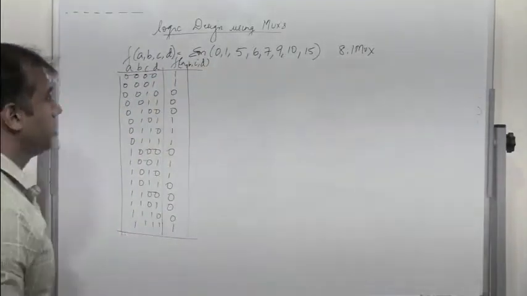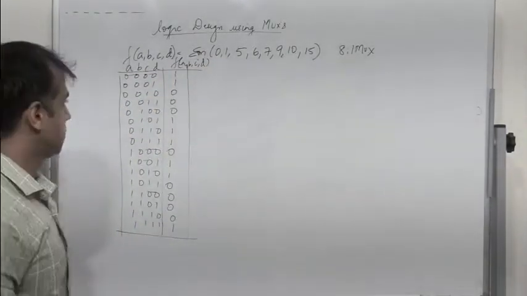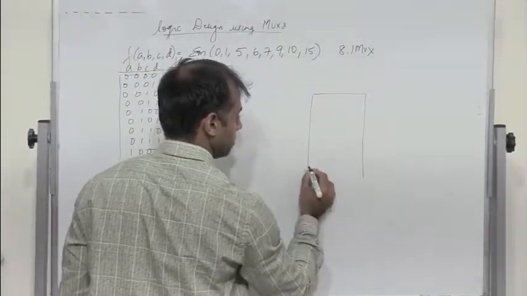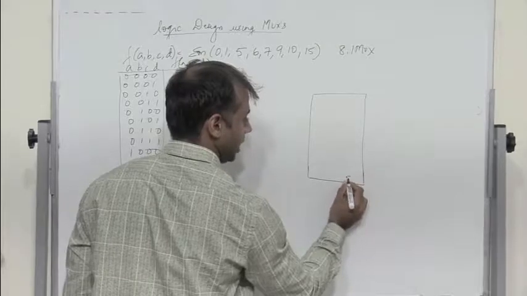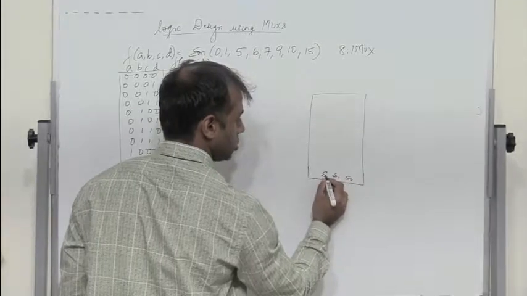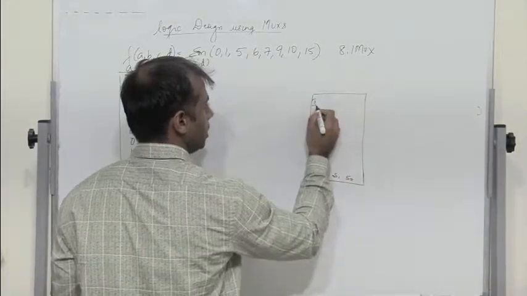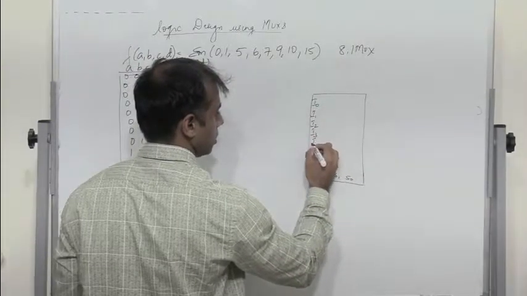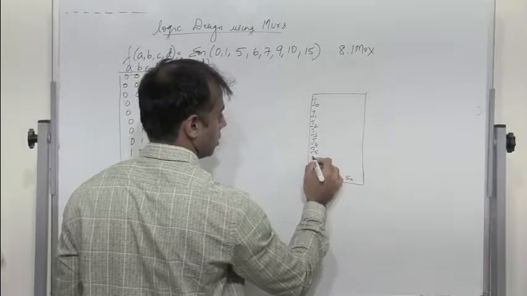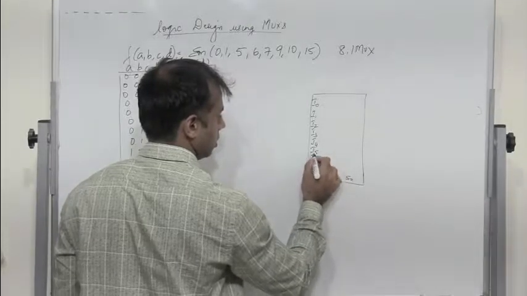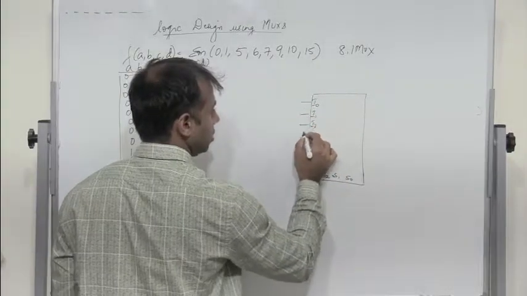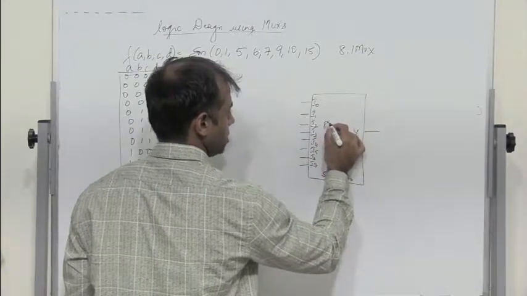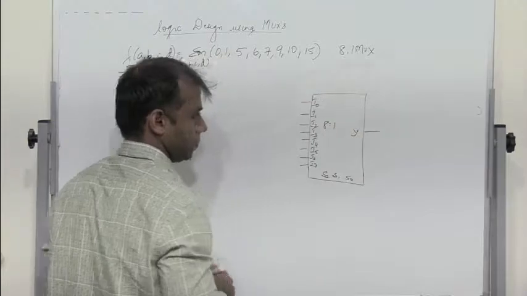So this has to be implemented using an 8 is to 1 mux. In an 8 is to 1 mux, there are 3 select lines S0, S1 and S2, and there are 8 inputs I0 to I7 and an output Y. So this is an 8 is to 1 mux, right?